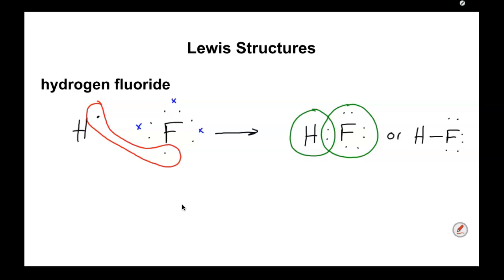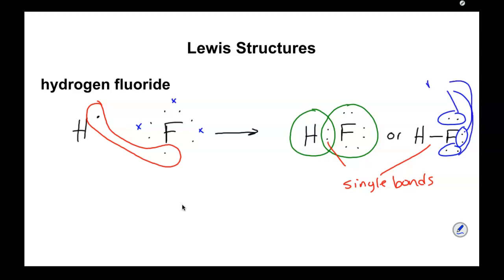So what I have here in the finished picture is here and here. Those are single bonds, but there's some other terminology that I need to know. I need to know that these electrons here, and let me circle those in blue, these guys here, those are non-bonding pairs. And in here, that's a bonding pair that forms the single bond.